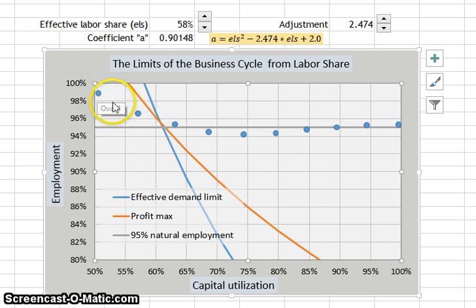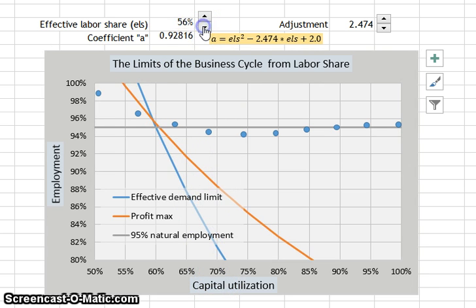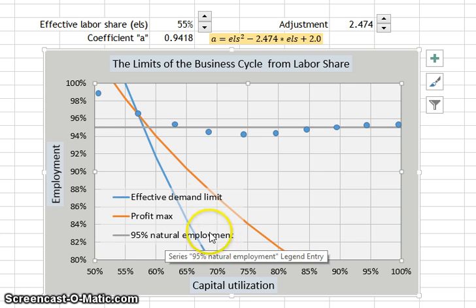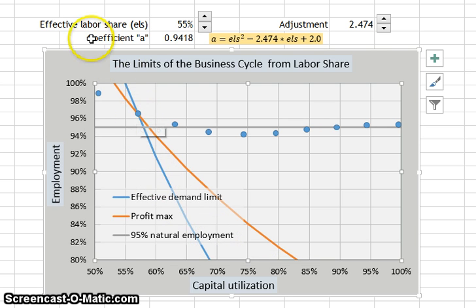Now these little blue dots you see in here are actually kind of important. That's where these 2 lines cross. Now why is that important? Because it sets up a natural employment. So if you're at an effective labor share of 55%, there's a natural employment around 96, 97%. So it would be a natural unemployment rate of 3 to 4%.